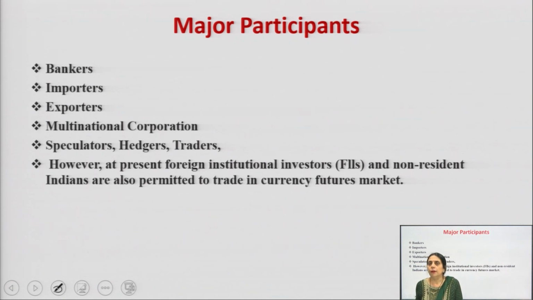Major participants are bankers, importers, exporters, multinational corporations, speculators, hedgers and traders. Even foreign institutional investors and non-resident Indians are allowed to trade in currency futures. I will explain with the help of an example how the importer or the exporter uses currency futures for hedging their risks.